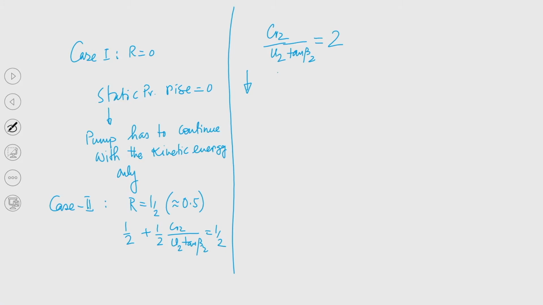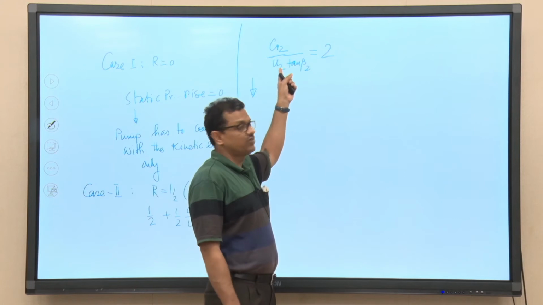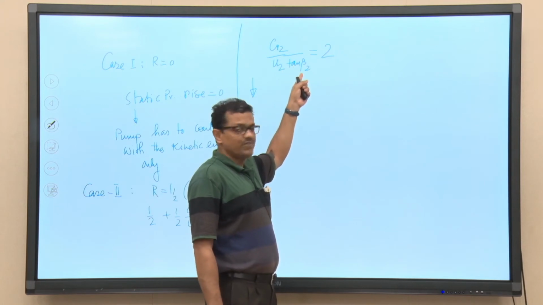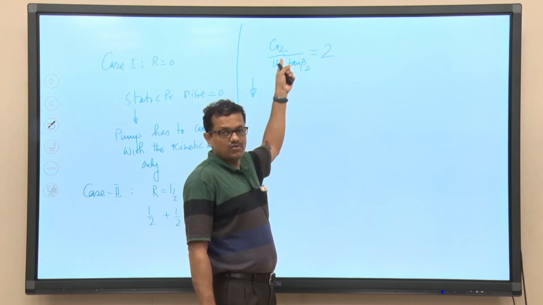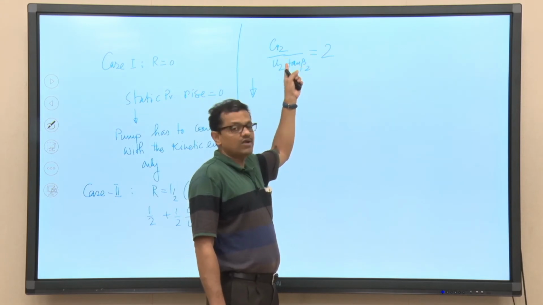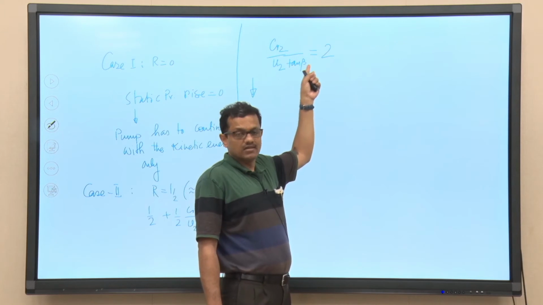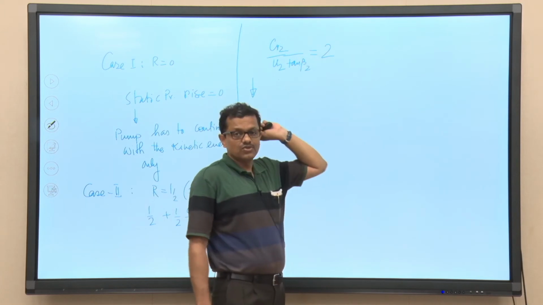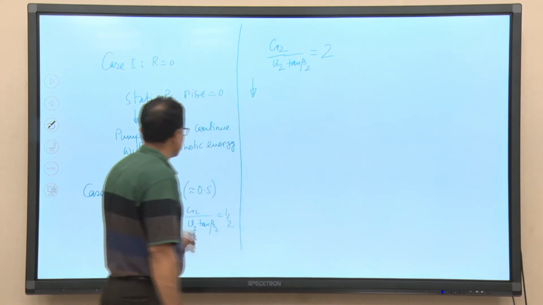When the degree of reaction is half, you can understand it without going into the mathematical expression. From this, as I told you, U2, for a given RPM and outlet diameter or outer diameter of the impeller, is fixed. We can tune beta 2, and CR2 can also be varied. So we can alter the design parameters to get the ratio of these quantities to be 2, so that the degree of reaction will be half.